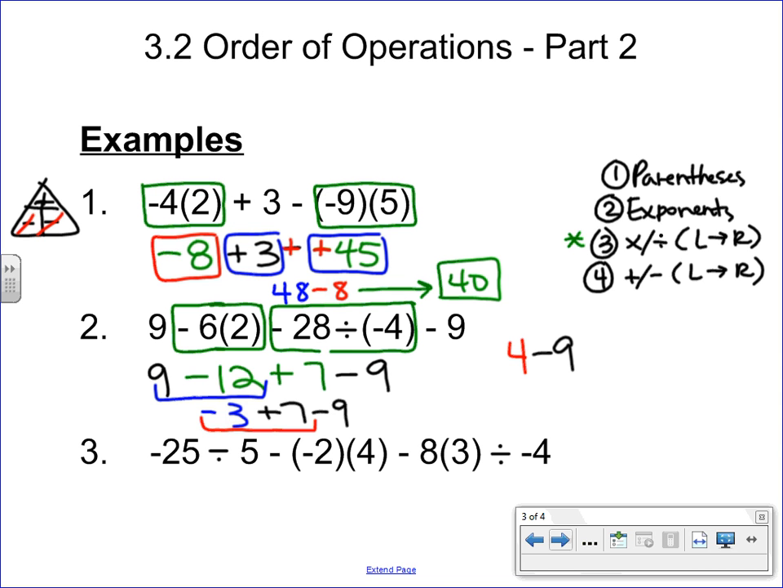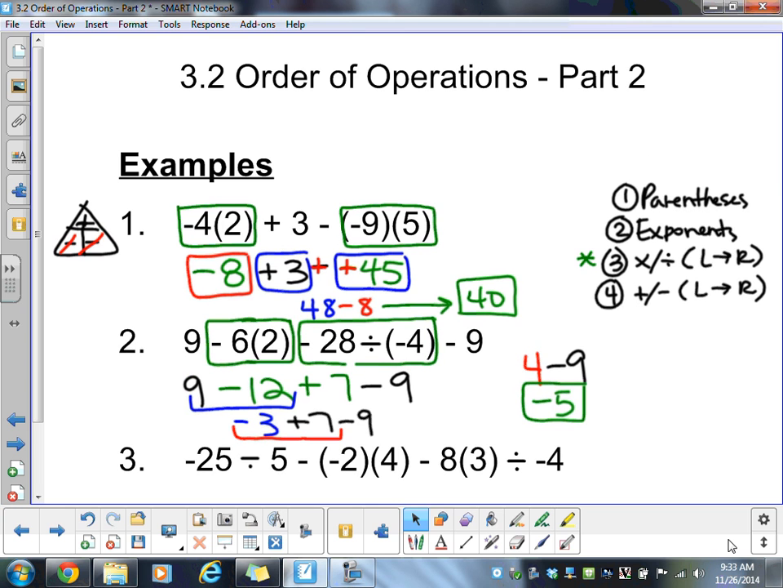Lastly, I have 4 good guys and 9 bad guys. 4 of those good guys are going to take away 4 of those bad guys, but I'm still going to have 5 bad guys left. So my final answer for this problem is negative 5. All right.